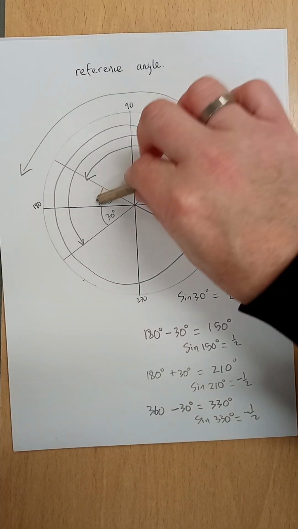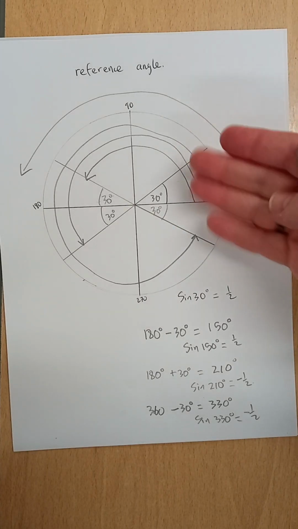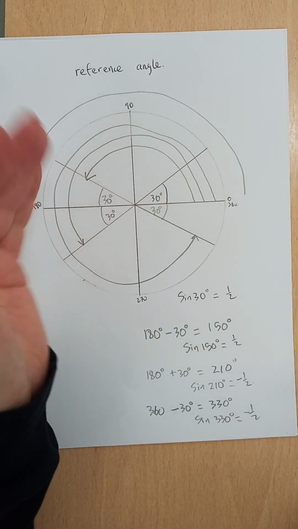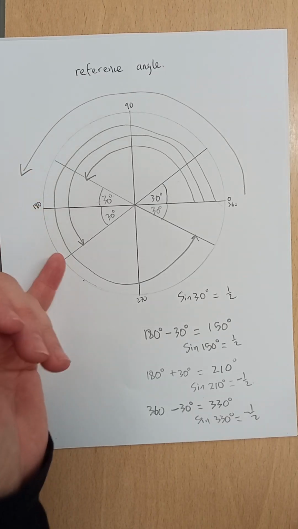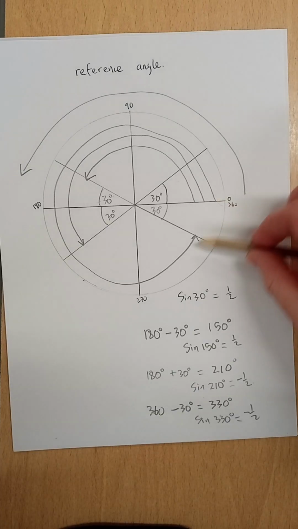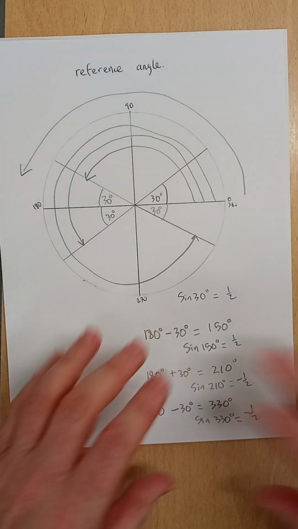You can apply it to each of the four quadrants. If it's in the first quadrant, it's just whatever angle it is. If it's in the second quadrant, you're taking it away from 180. If it's in the third quadrant, you're adding it to 180. And if it's in the fourth quadrant, you're taking it away from 360. So I'll just show you that in a simpler little diagram to help you out. Okay?